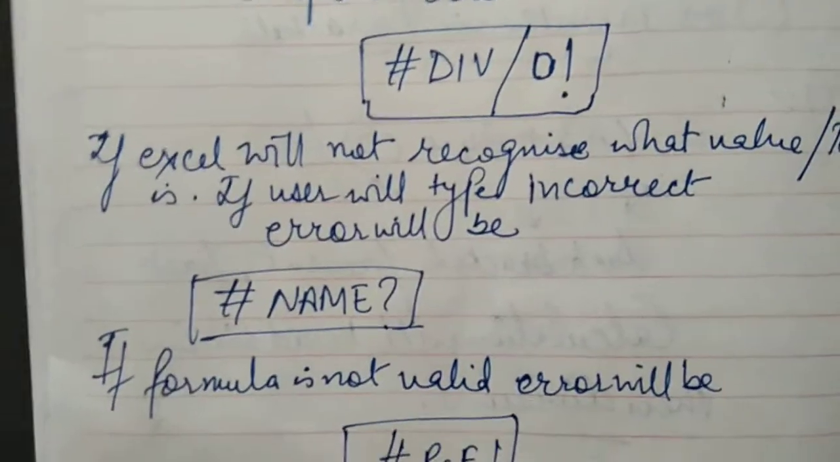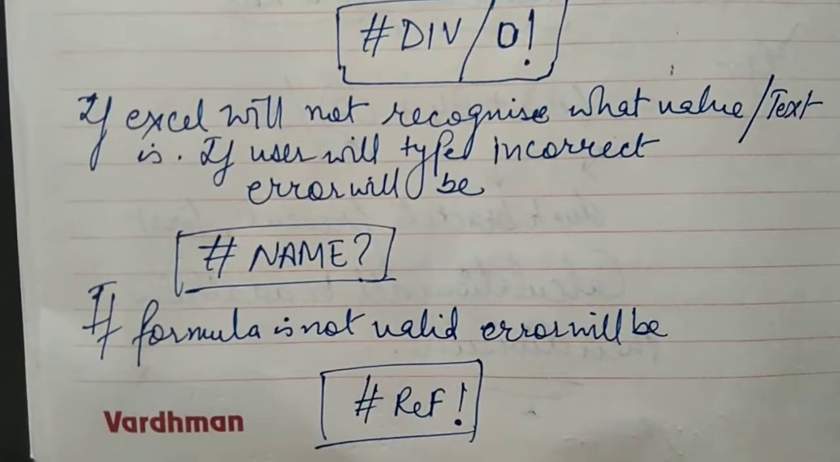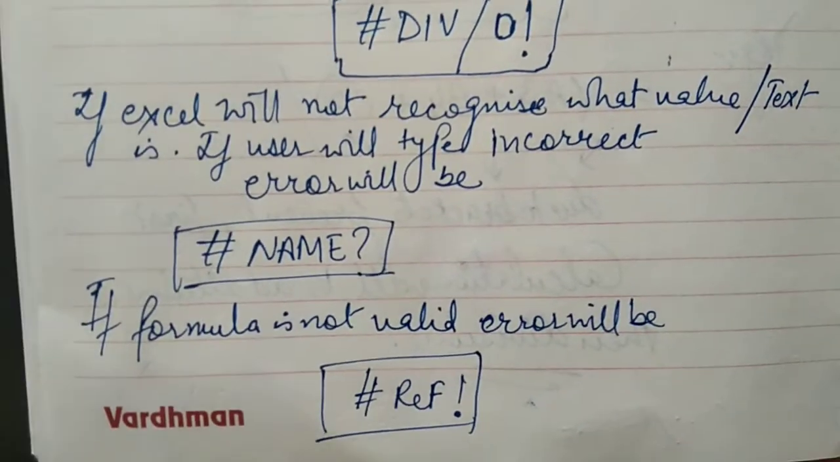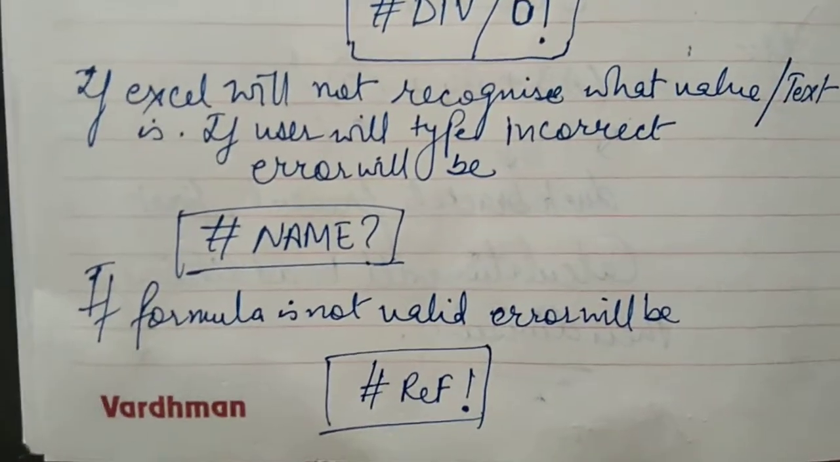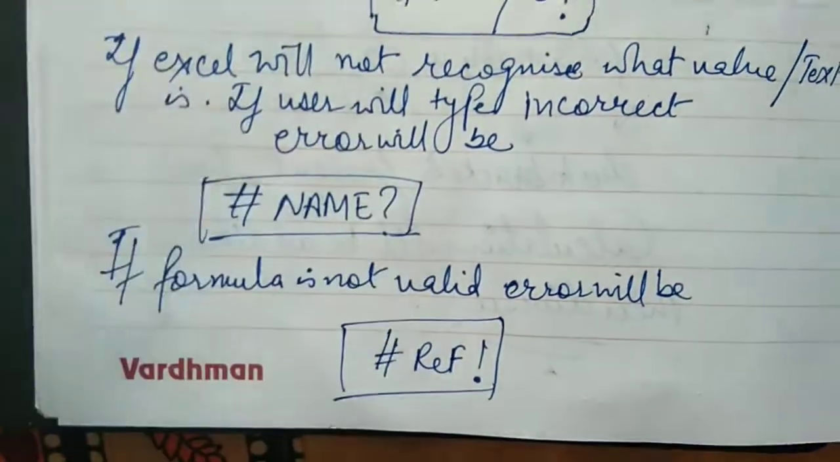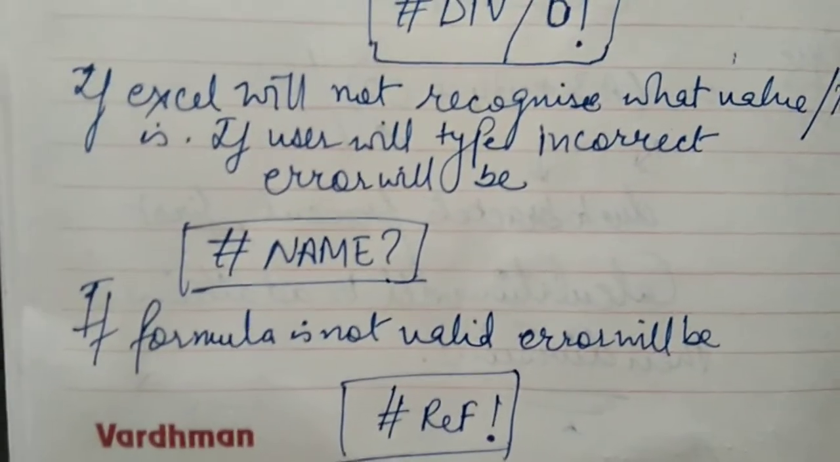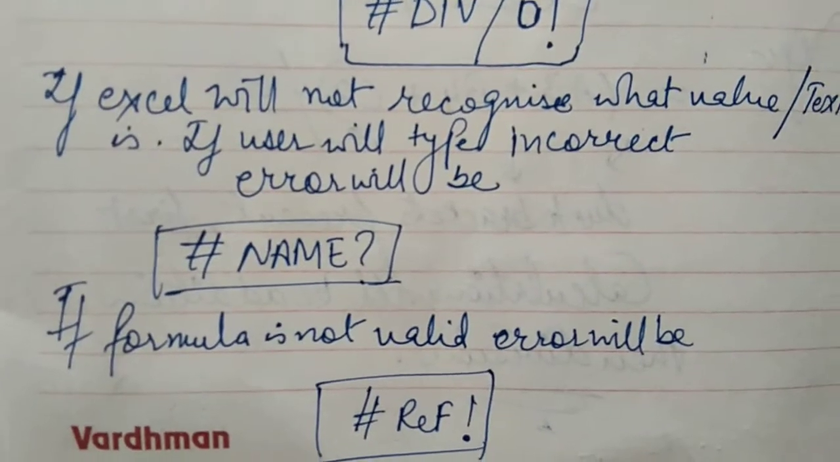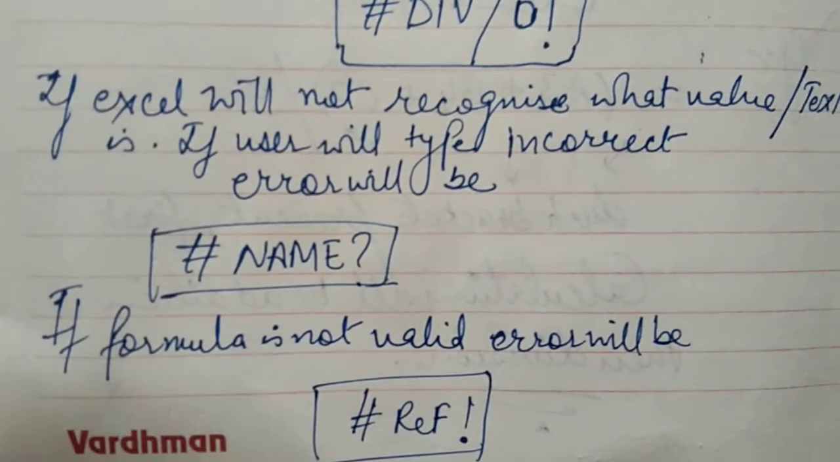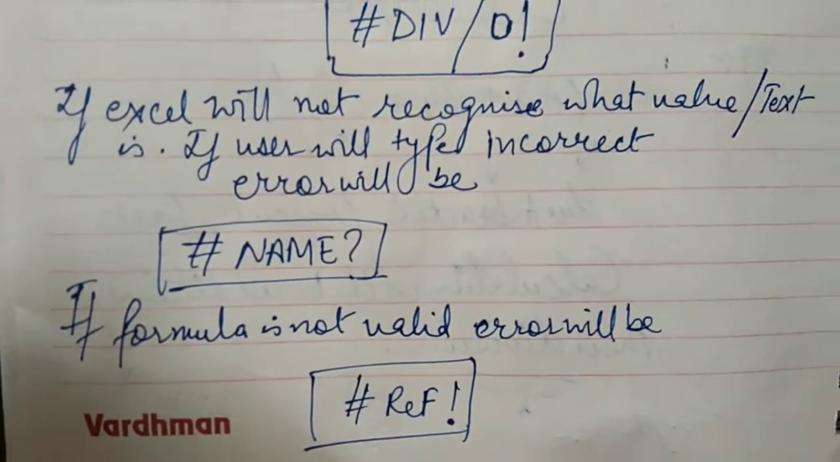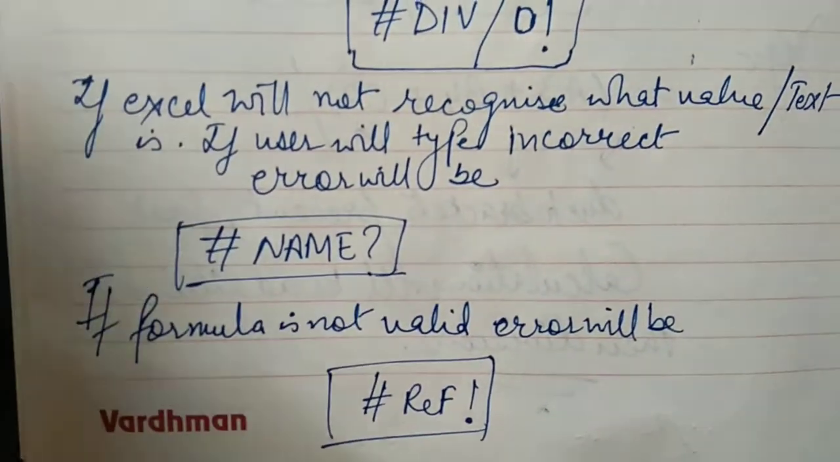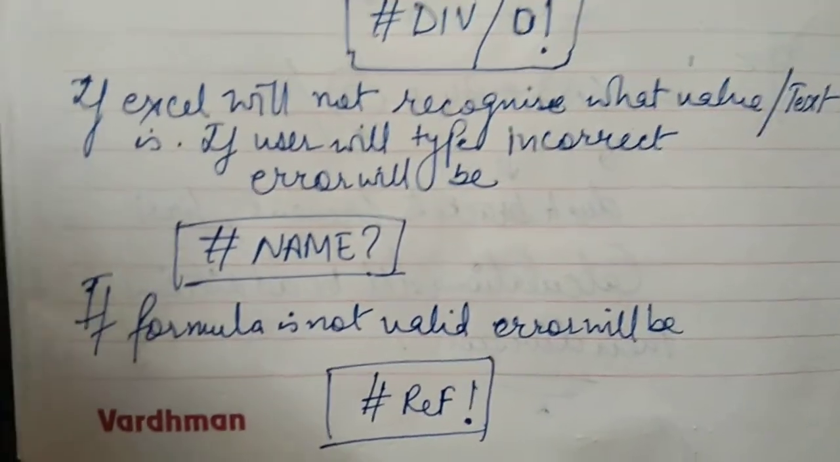Next error will be if Excel does not recognize what value or text is written in the cell, so it will show us this type of error, hash sign name. That means the computer is not recognizing which type of value you want to put in the formula, so it will throw an error and the error will be shown as #NAME? in the cell.